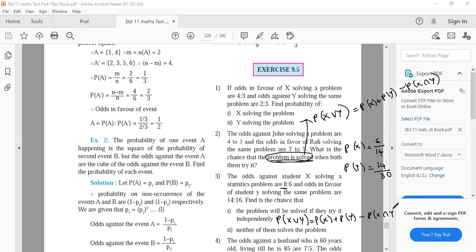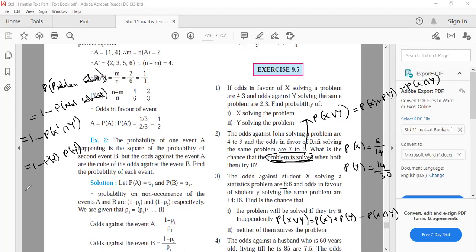Can I tell you another method to do this? Probability of problem solved is equal to 1 minus probability of not solved. Actually, this is a better method. 1 minus probability of X don't solve and Y don't solve, that is probability of X dash and Y dash. It's easy to calculate because you have to just multiply.